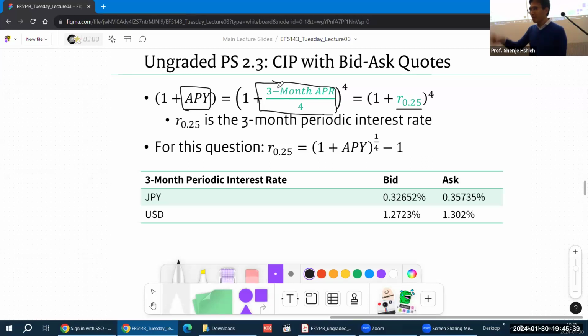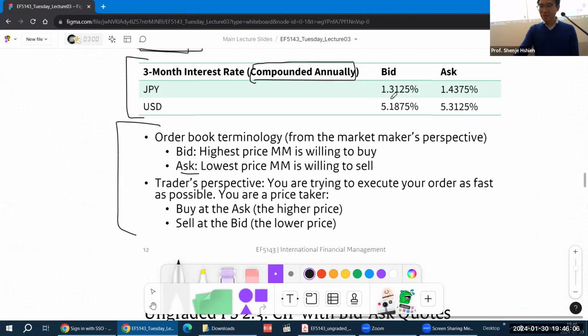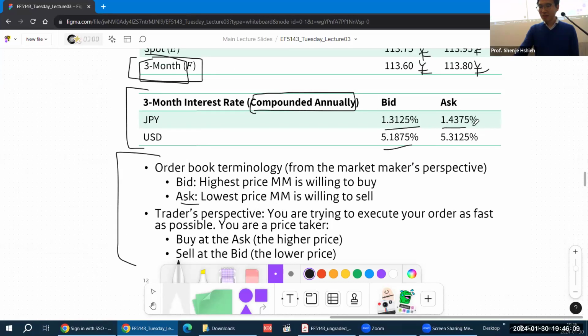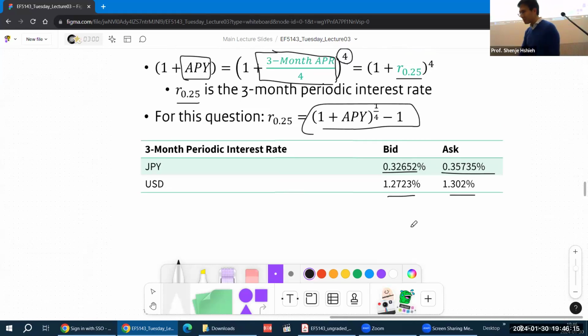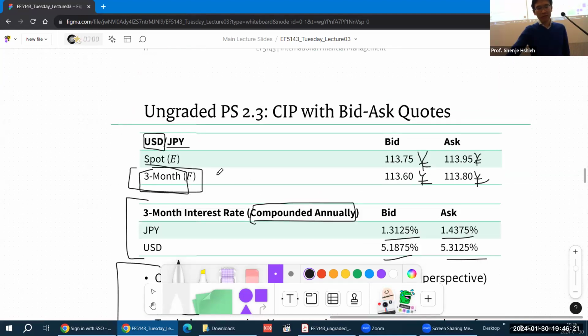Because this is the 3 month periodic interest rate, and we are given APY, right? And 3 months is a quarter of a year, and there's 4 quarters in every year, which is why we see a 4th power here, right? And so to solve for the 3 month periodic rate, you just move everything to one side, which would give you this. And so plugging in APY from all these numbers here, we can easily construct a new table which gives us periodic interest rates, right? These are now 3 month periodic rates to match precisely the 3 month F.